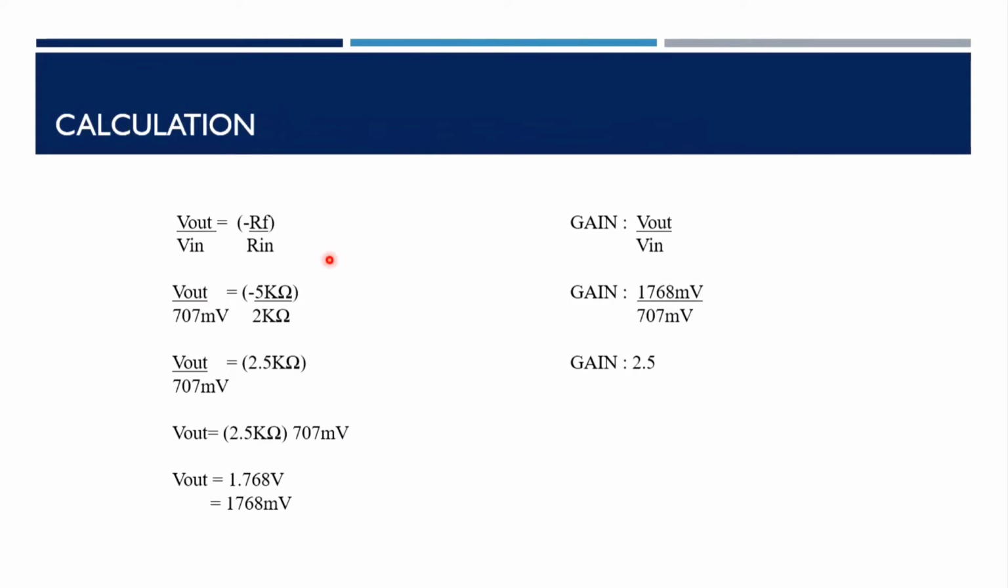This is also another method we use to calculate the gain, using a formula. We divide RF by Rin, and we get 5K and 2K. And we find Vin to find Vout first, and then 2.5K times 70 millivolts, we get 1.768 volts. And after that, if you want to find the gain again, we need to divide Vout by Vin, and then we get 2.5 for the inverting op-amp.